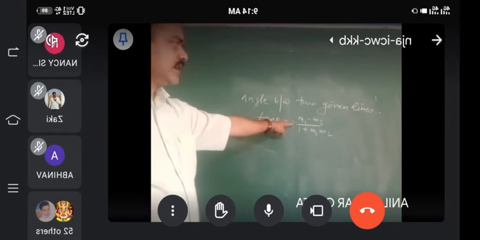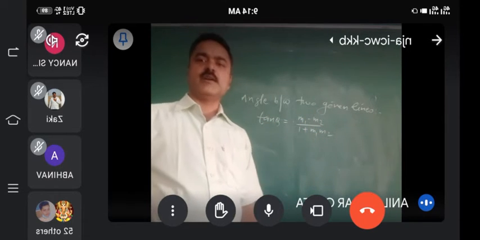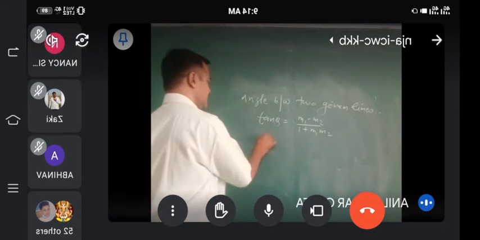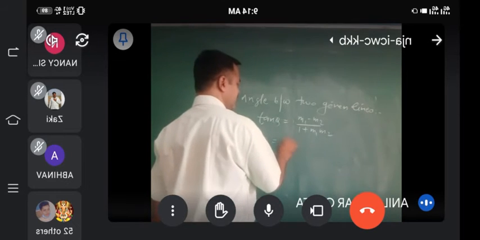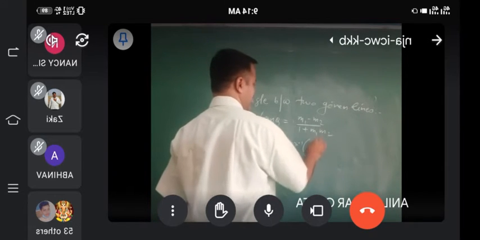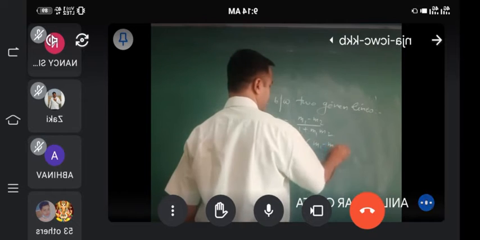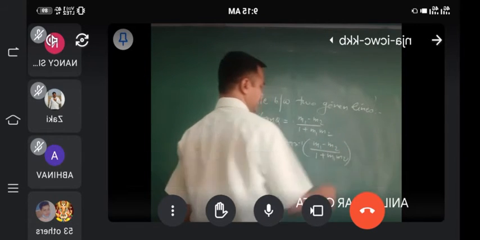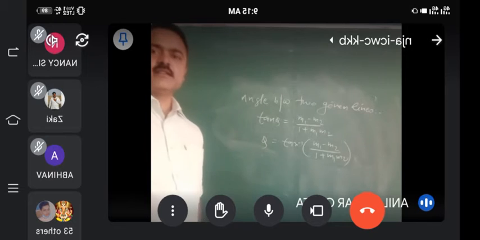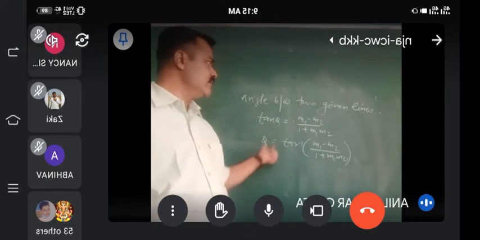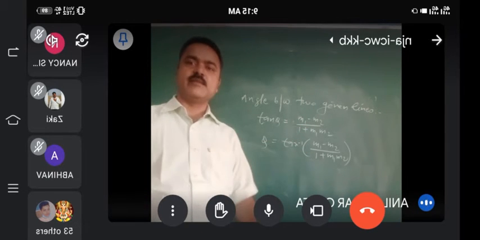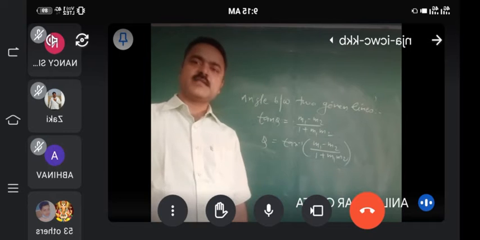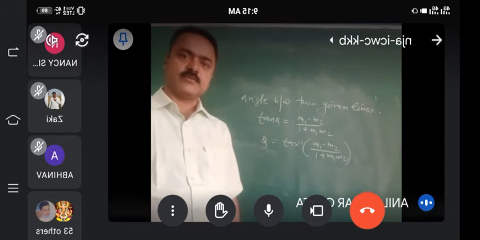Here M1 and M2 are the slopes of the given lines, so you may say theta equals tan inverse of M1 minus M2 upon 1 plus M1 M2. This is the angle between the two given lines having slopes M1 and M2.